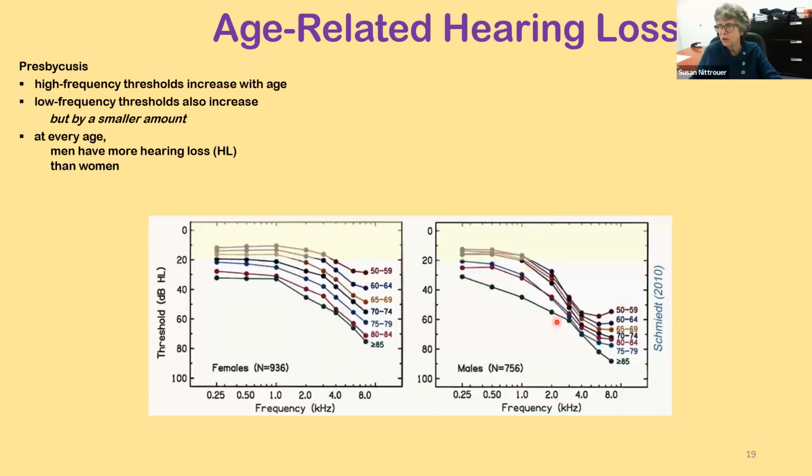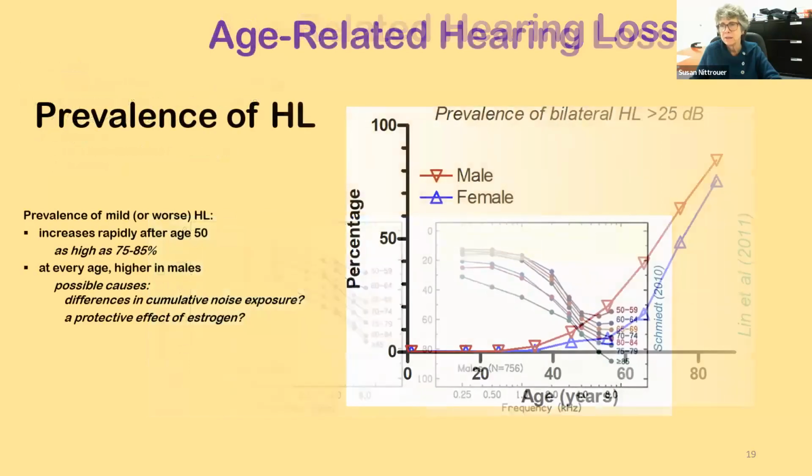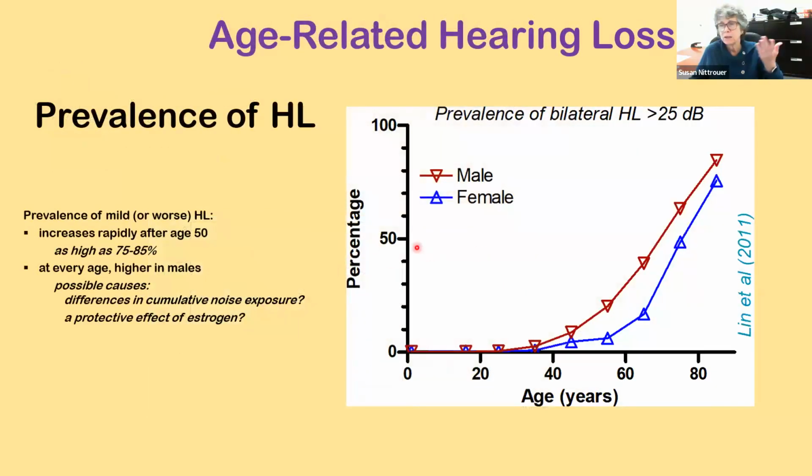And you can see that hearing loss declines more rapidly and to a greater extent for men than for women. This is always the case. Why that is, we don't know. It could be a protective factor of estrogen.